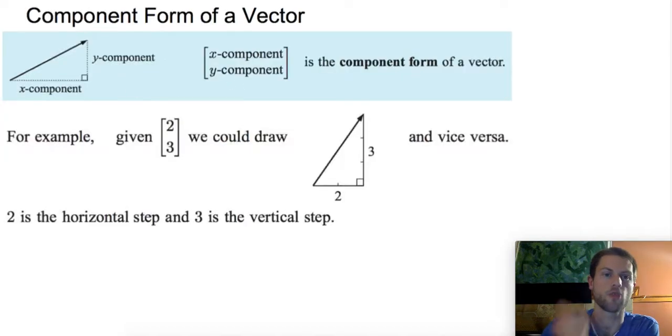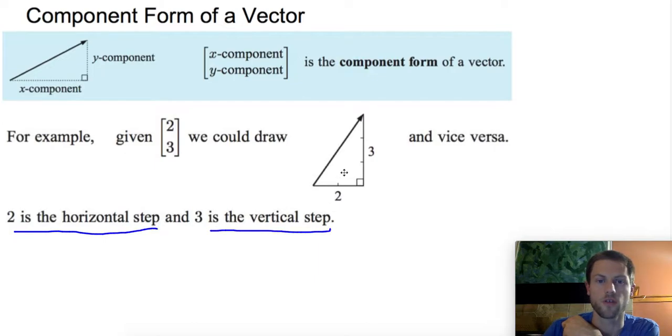So let's talk about just how to draw these things. If I were given the vector 2, 3, we could draw it as going over 2, going up 3, and then the vector is, think of it as almost the resultant between these two components. You can read this as: 2 is the horizontal step and 3 is the vertical step if I were to start with this vector and break it down into components. So in this form, we're given the components, but I could also start with a vector and break it into its components.